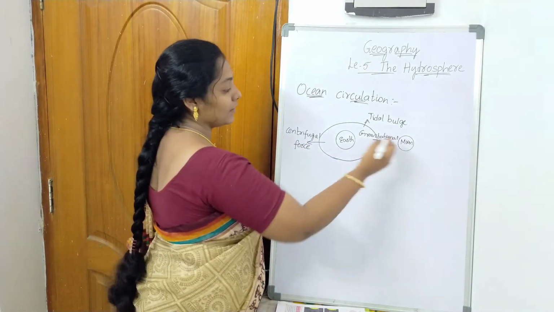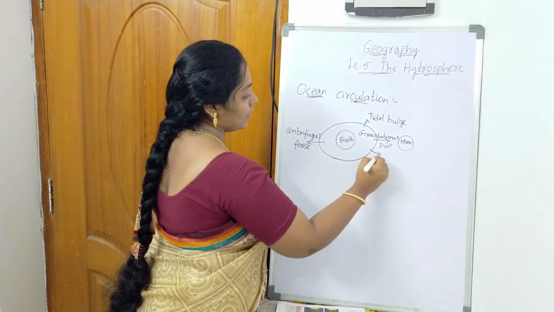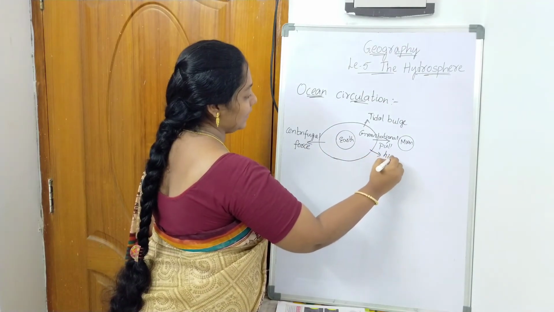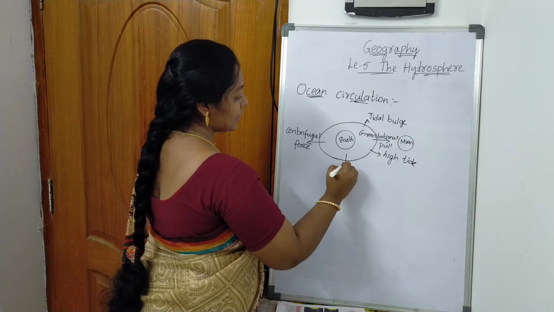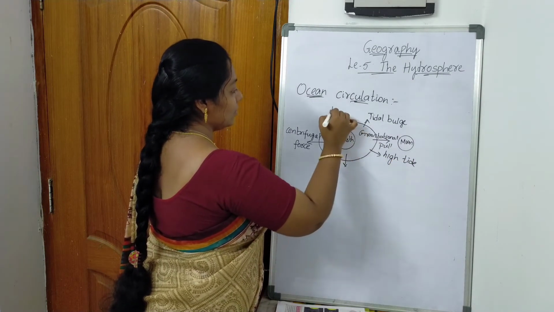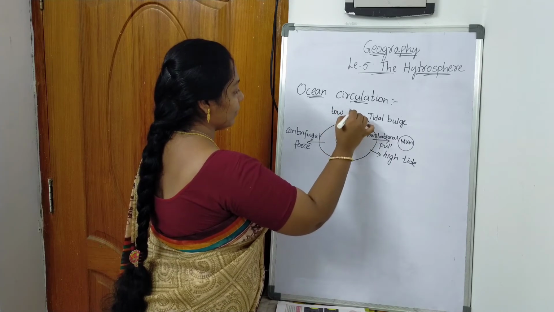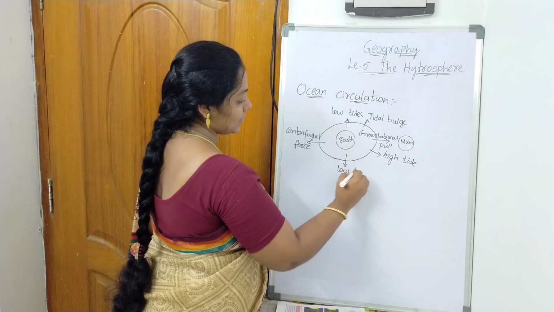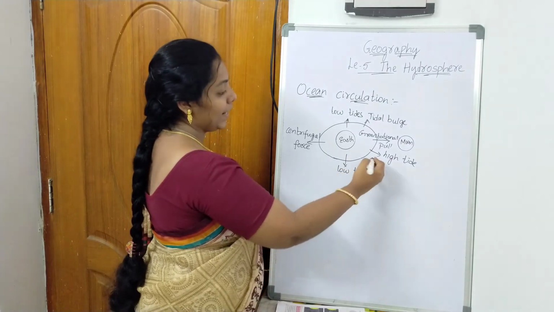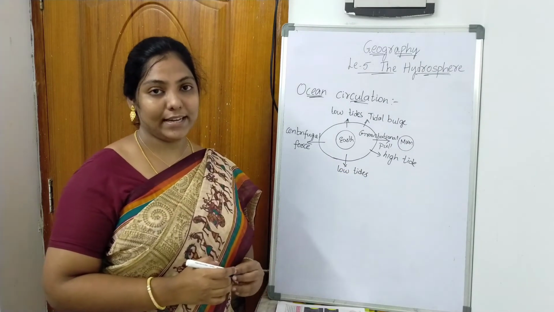Here where it is bulged, it is called high tide, and on this side it is not bulged, so low tides are formed. So in a day we can experience two high tides and two low tides.